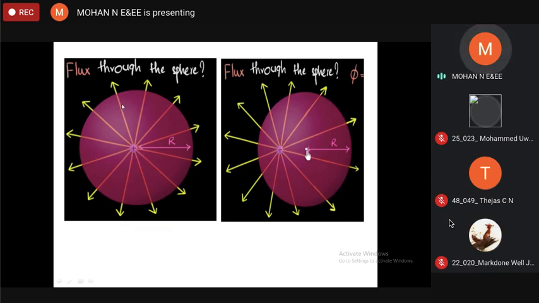Now check out here. In the first case, the charge was present exactly at the center of the sphere. In this case, I have moved the charge towards my left. So what might happen to the flux in the first case and the second case? In the first case, we know the flux is equal to the charge present. What happens in the second case, where I have moved the charge from the center to my left? Does it remain the same? Yes or no?